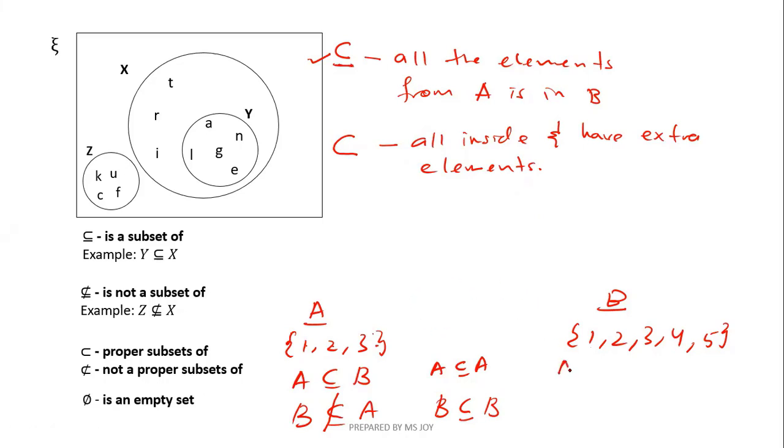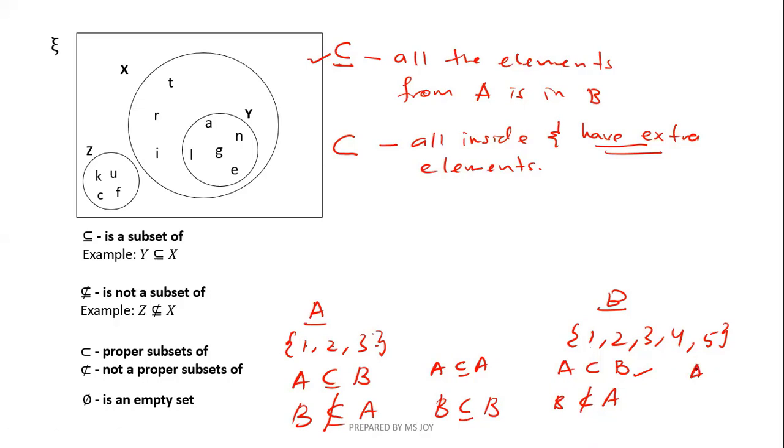I can say that A is a proper subset of B. Why? All my elements of A are inside of B, 1, 2, 3. And then what is my next criteria? Must have extra. B has extra, correct or not? 4 and 5. So this statement is true: A is a proper subset of B. Now I cannot say that B is a proper subset of A. Why? Because first of all, not all my elements are inside of A. So definitely this is not a proper subset.